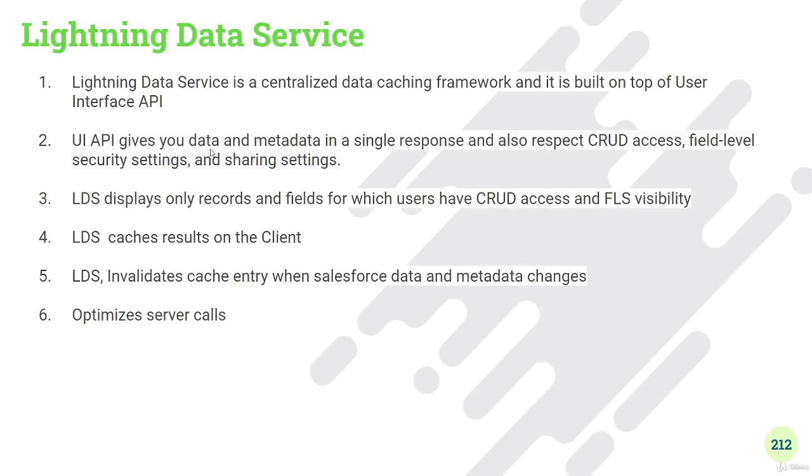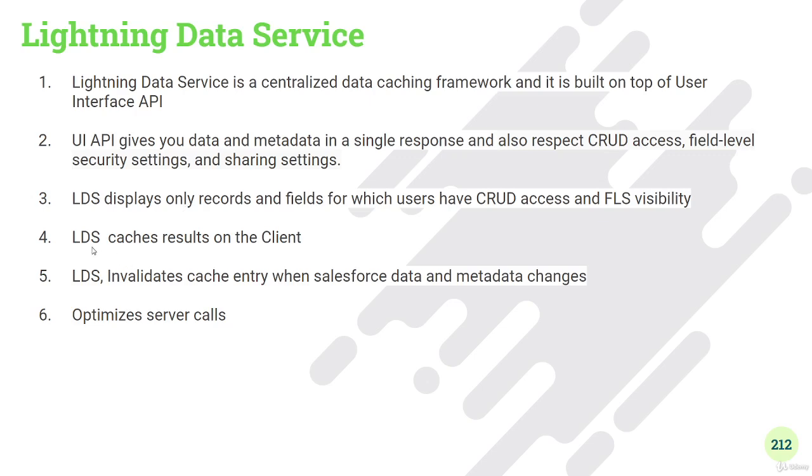So the UI API gives you the data and the metadata in a single response and also respects access, field level security and sharing settings. So when you try to fetch a record or a field, if you don't have the access, you will not be able to access or see that particular field. Whatever is defined in the system, whatever field level security settings are there, it supports everything as it is. Then LDS displays only records and fields for which the user has correct access and field level security.